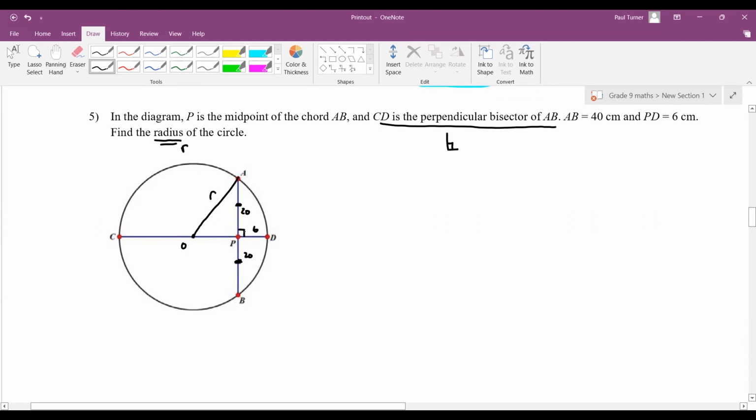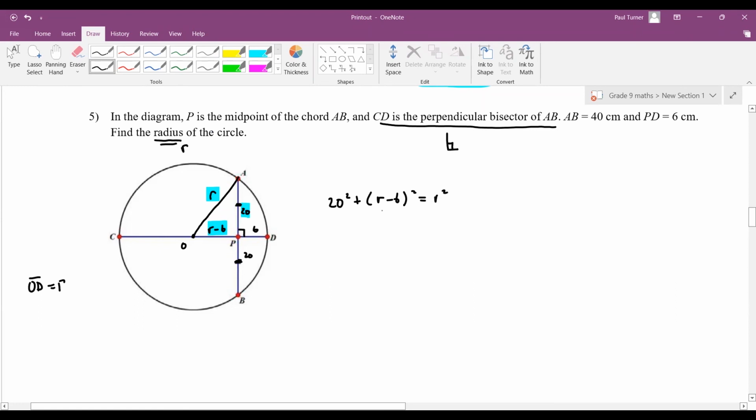But also OD is R as well, isn't it? OD is a radius. So part of that OD is 6. So the remaining part must be R minus 6 here. So these are the 3 numbers you need, R minus 6, and 20. And we'll do our Pythagoras on this section here. So we have 20 squared plus R minus 6 squared equals R squared.